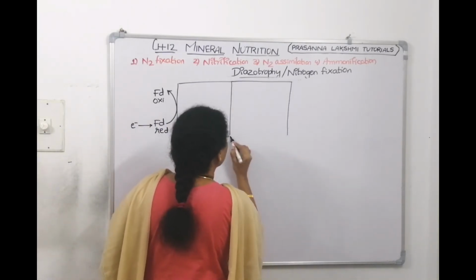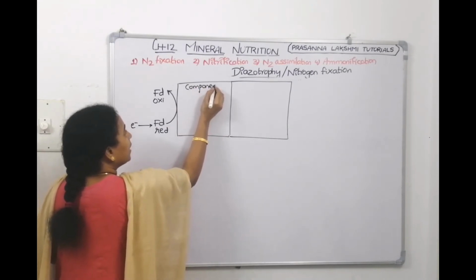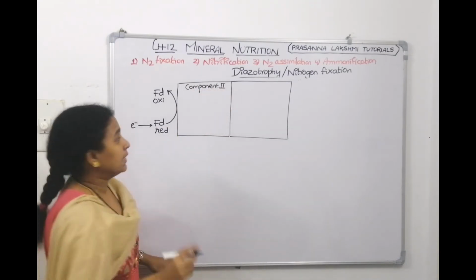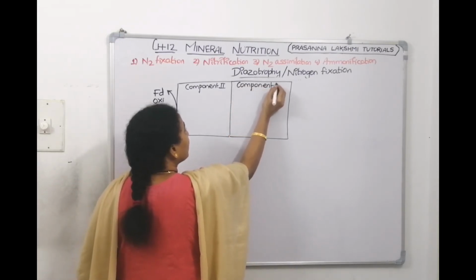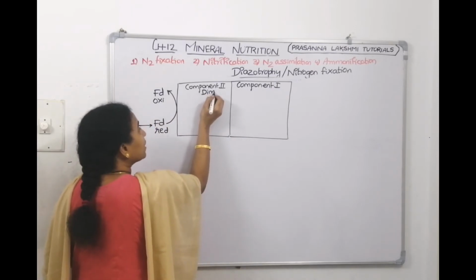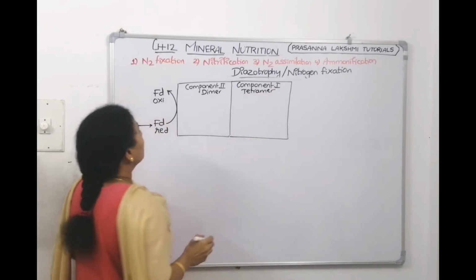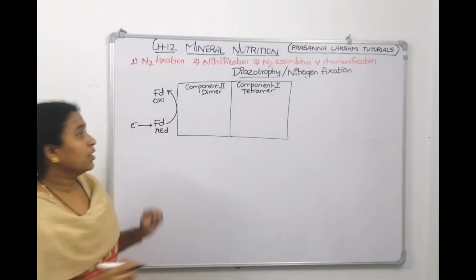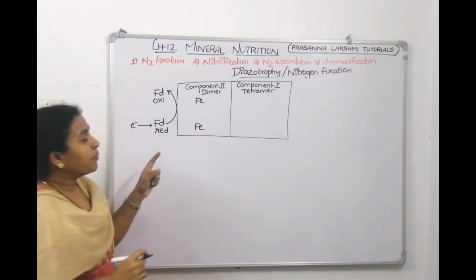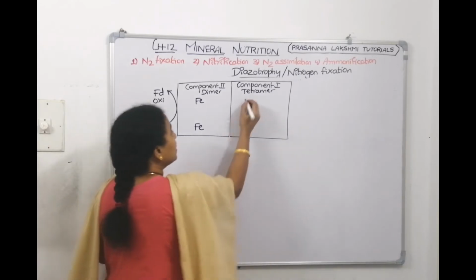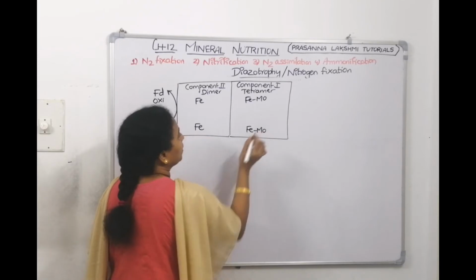And then comes component 1. What is this? This is component 2 of the nitrogenase enzyme. What is this? Component 1. Component 2 is called a dimer. Component 1 is called a tetramer. Now, the dimer contains 2 iron molecules, right? Here we have 1 iron, here we have another iron. Component 1 is a tetramer. It contains iron molybdenum and again iron molybdenum, right?